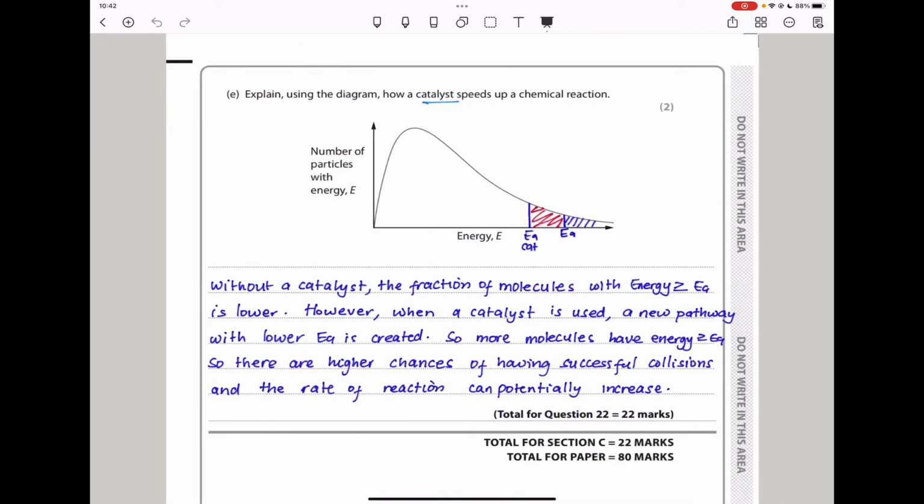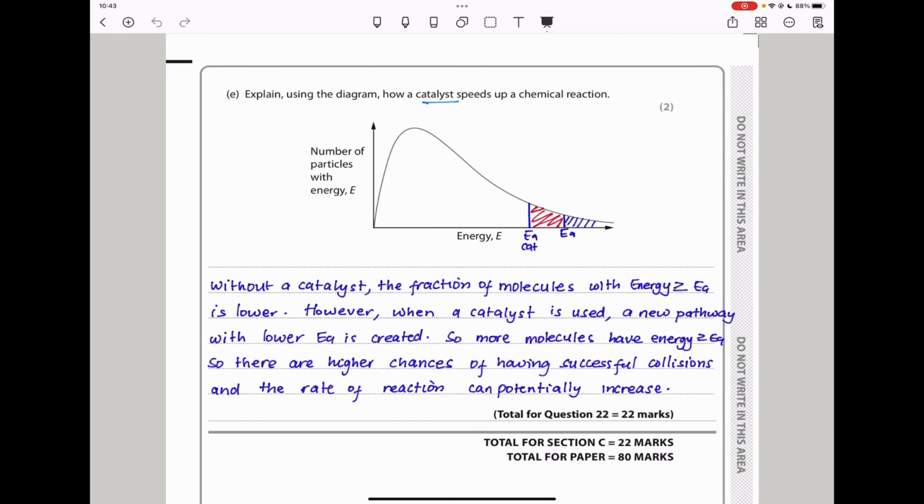Let us continue. Here they say explain using the diagram how a catalyst speeds up a chemical reaction. So here we have the number of particles with energy on the vertical axis and energy on the horizontal axis. We know if a reaction is not catalyzed, the activation energy is going to be a little bit higher, but adding a catalyst creates a new pathway with lower activation energy, meaning we have another pathway here with low activation energy. So a greater fraction of molecules are going to have energy equal to or greater than activation energy, giving a higher rate of reaction.